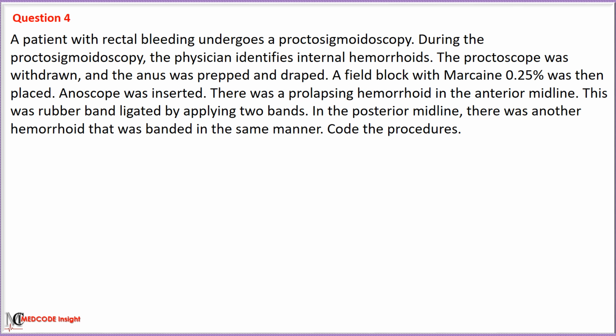A patient with rectal bleeding undergoes a proctosigmoidoscopy. During the proctosigmoidoscopy, the physician identifies internal hemorrhoids. The proctoscope was withdrawn and the anus was prepped and draped. A field block with Marcaine 0.25% was then placed. Anoscope was inserted. There was a prolapsing hemorrhoid in the anterior midline. This was rubber band ligated by applying two bands. In the posterior midline, there was another hemorrhoid that was banded in the same manner.